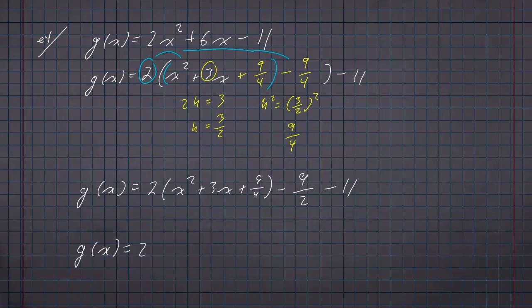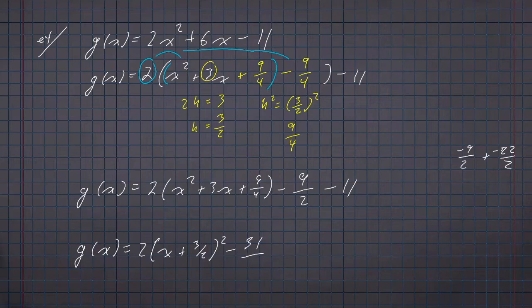Right? x squared plus 3x plus 9/4 is a perfect square trinomial. It's going to factor to x plus the thing we got up here, which was 3 halves. So this is (x plus 3/2) squared. And then minus 9/4 minus 11. Right? Finding some common denominators there. 11 is the same thing as 22/2. And -9 and -22 together is -31. So (x plus 3/2) squared minus 31/2.